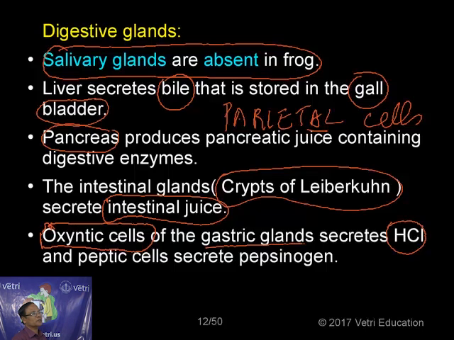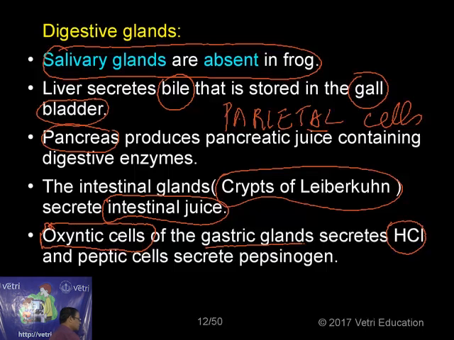This makes the medium acidic for the action of enzymes. There is one peptic enzyme secreted in the stomach, called pepsinogen. Pepsinogen is an inactive form of enzyme that is converted into active pepsin, which is brought about by hydrochloric acid. So the stomach glands secrete hydrochloric acid with the help of oxyntic cells.